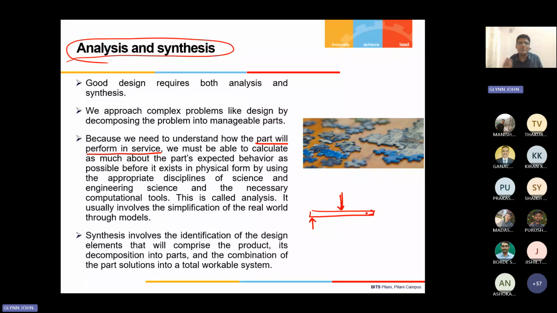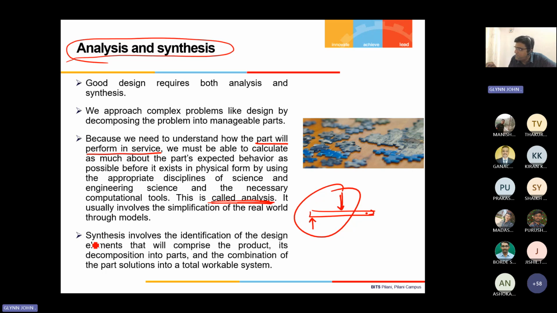So for that you perform calculations, you do computer-based analysis, right? That part is called analysis. Where you analyze it, you perform calculations, you do computer-based simulations, and you study the nature of the problem, and then you solve it. You come up with solutions, which means you select the correct dimensions to take these loads, and then it's going to work perfectly, right? So that is analysis.